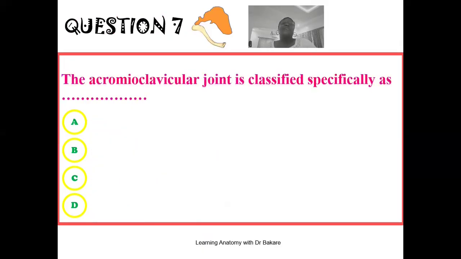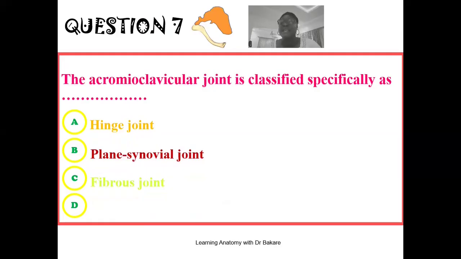Now let's go to the seventh question, and this reads that the acromioclavicular joint is classified specifically as dash. Is it classified as a hinge joint? Is it classified as a plain type of synovial joint? Is it classified as a fibrous joint, or is it a saddle type of synovial joint?